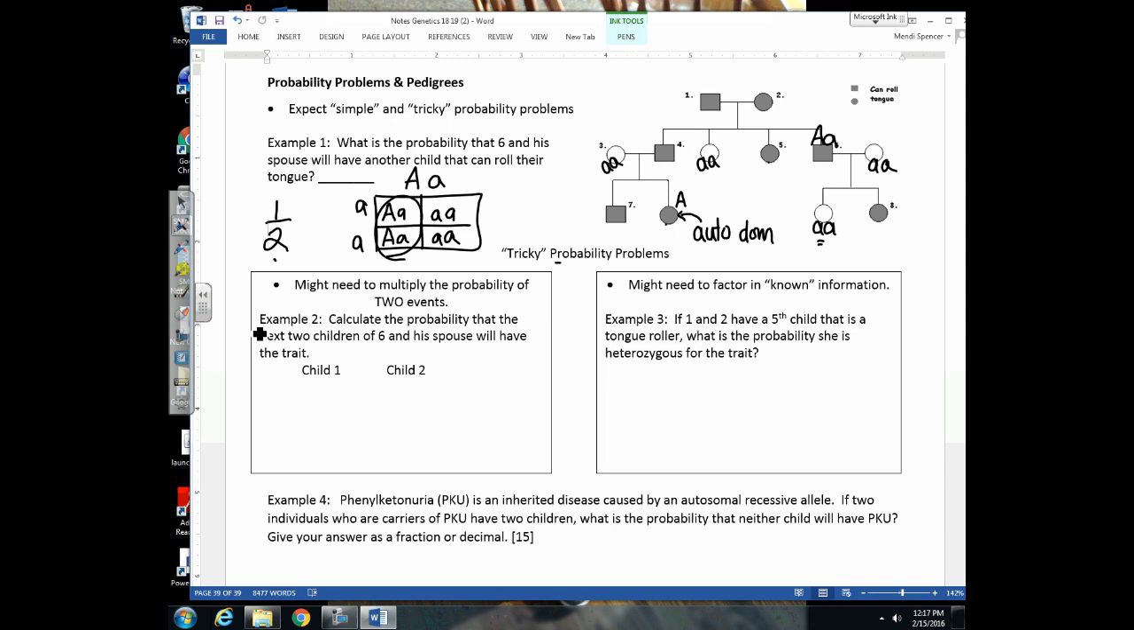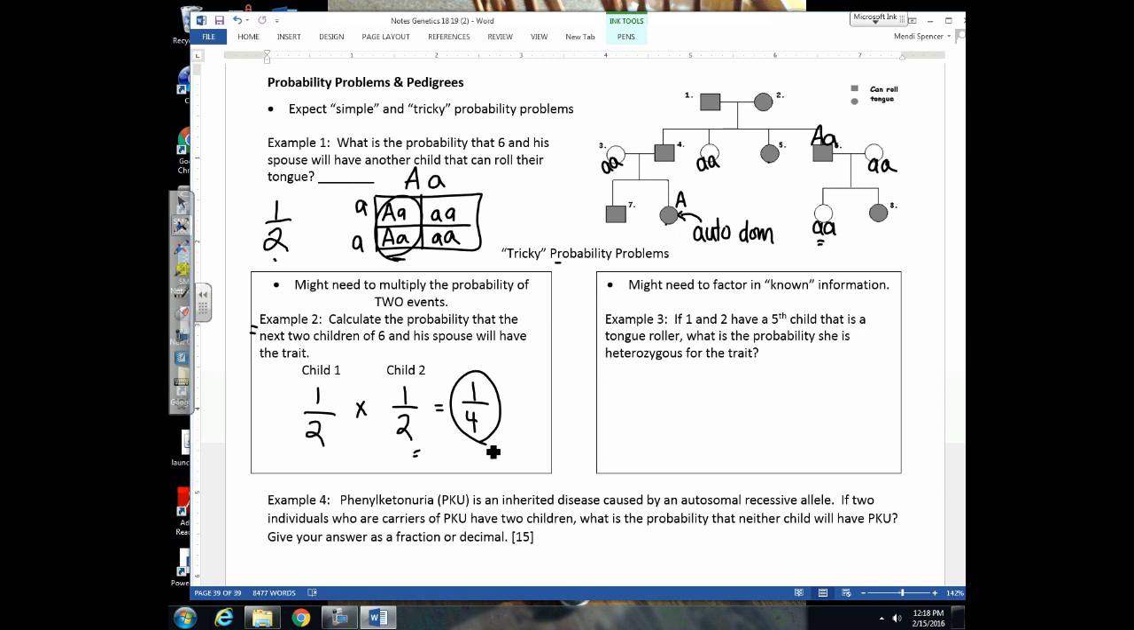So let's take a look at example 2, because that is going to ask you to multiply the probability of two different events. It says calculate the probability that the next two children of 6 and a spouse will have the trait. Well, the probability that they have this trait, tongue rolling, is 1/2 whenever they go to have the first child. And then when they go to have the second child, they have the exact same probability. It's going to be 1/2 as well. Just because they have a child that maybe rolls their tongue isn't going to influence the second child's ability to have that trait. So again, their probability of having that trait is 1/2, just like with the first child. So when we multiply these two events, that gives us a final probability of 1/4.